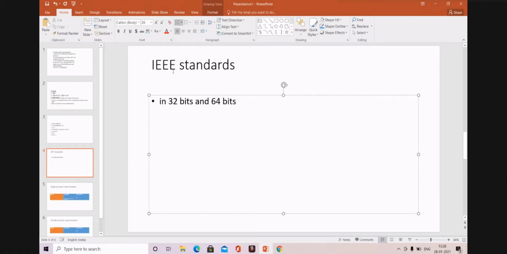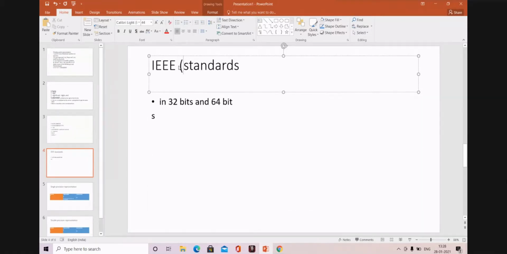The standard for representing your 32 bits and 64 bits was actually developed by the Institute of Electrical and Electronics Engineers. That is why it is called the IEEE standard. It is also called the IEEE 754 standard. Now the standard is actually the format, a format of representing your numbers in 32 bits.